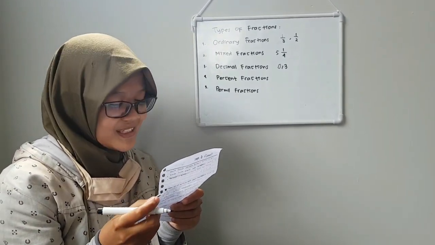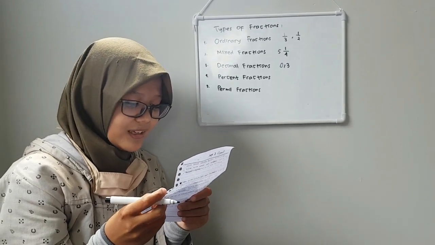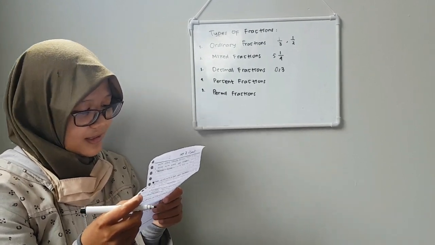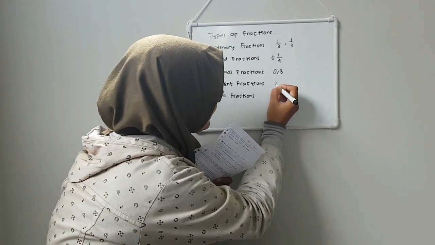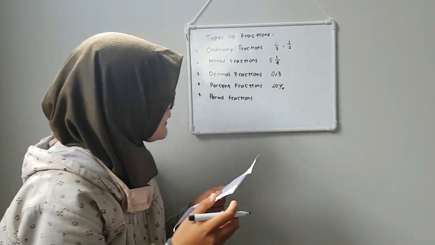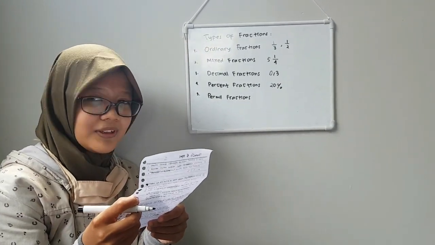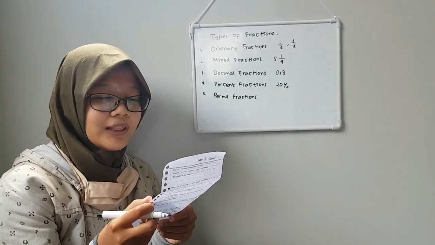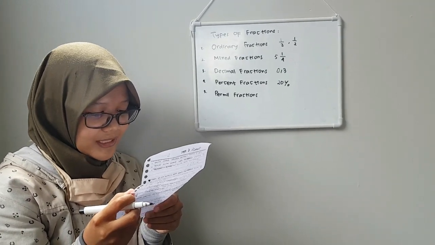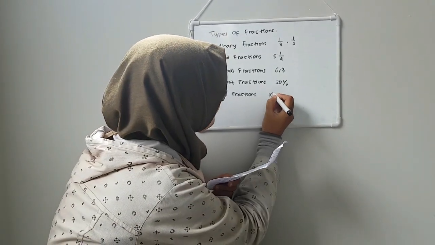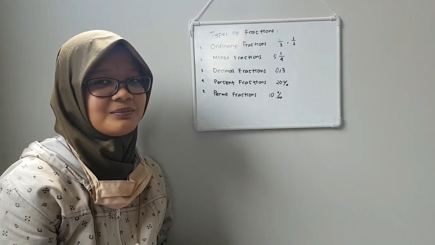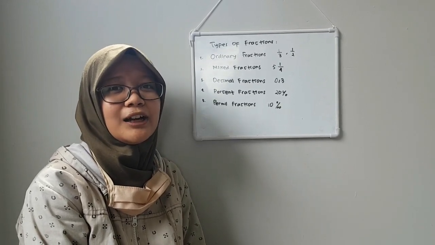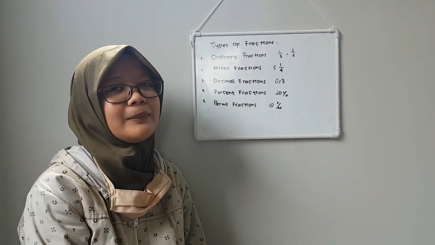Number 4 is percent fraction. It is a number divided by 100. The example is 20%. Number 5 is per mil fraction. It is a number divided by 1000. The example is 10 per mil. And now we will just learn about ordinary fraction and mixed fraction.